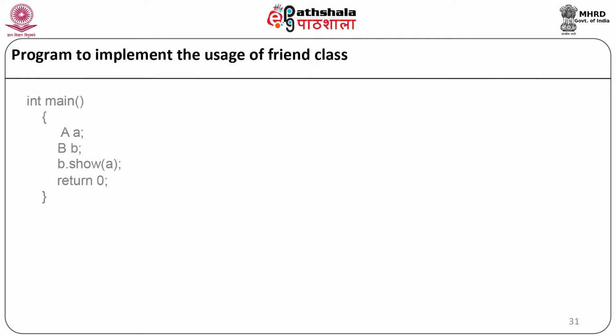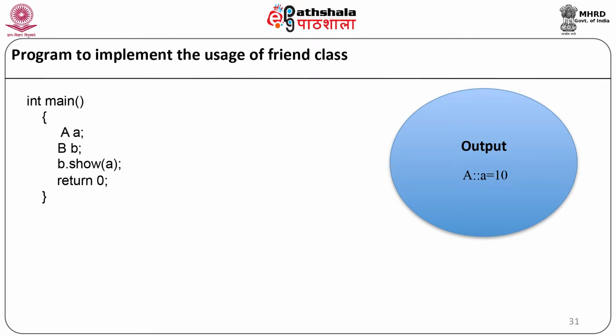We will start with our main program, integer main. We will declare the object of class A, AA. We will declare the object of class B as BB. We will call the function as B dot show in bracket, A will be passed as an argument, return 0 and the program will end. Now when the above code is compiled and executed, it will produce the result as A::A is equal to 10.